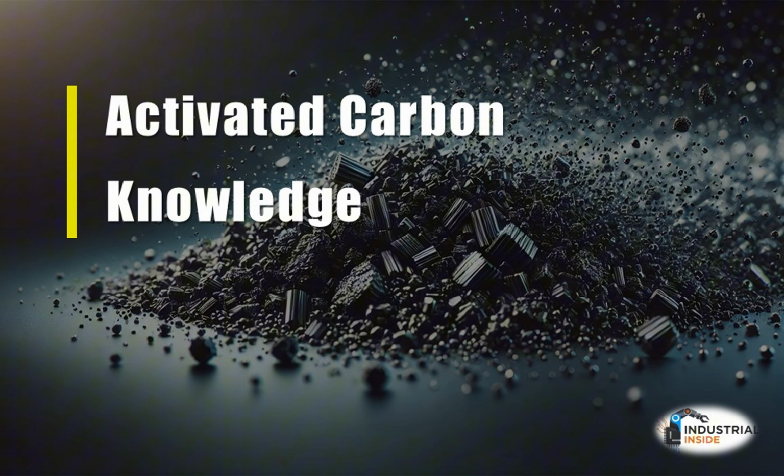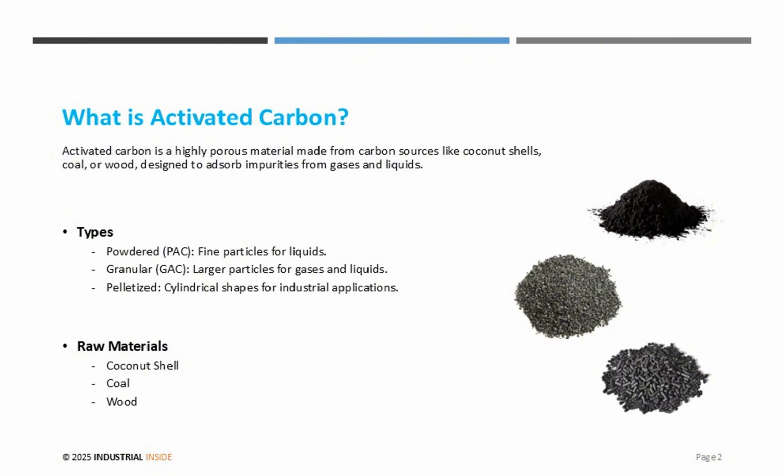In this video, we'll explore the fascinating world of activated carbon, a versatile material essential to many industrial processes. Let's dive into what it is and why it matters. Activated carbon can be classified by form or by raw material. Common forms include powdered, granular, and pelletized, while sources include coconut shell, coal, and wood.